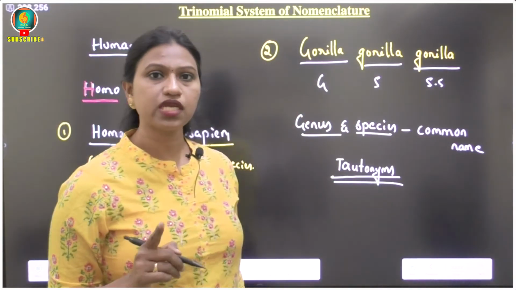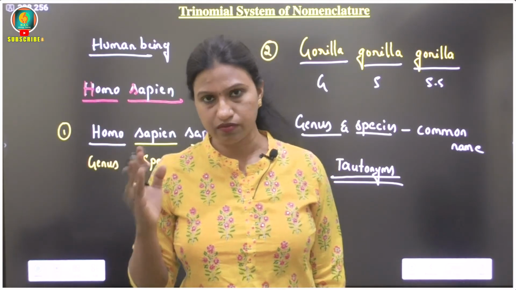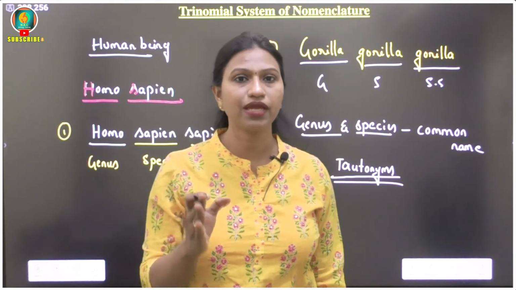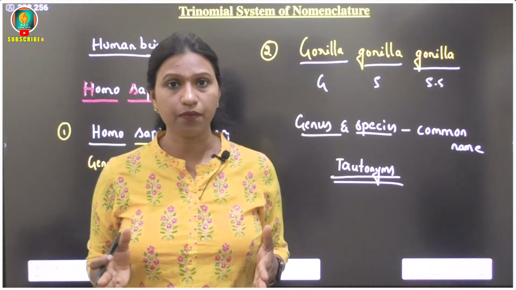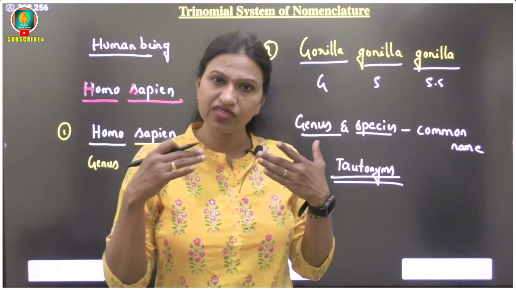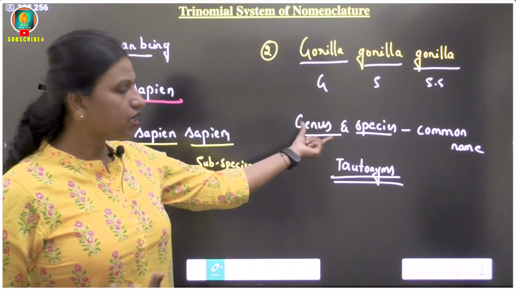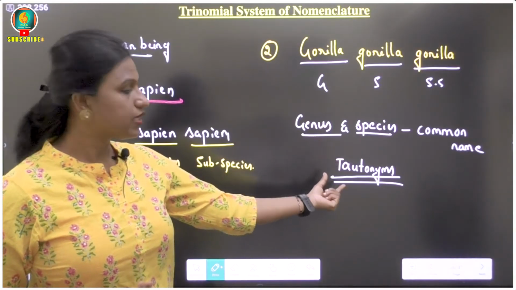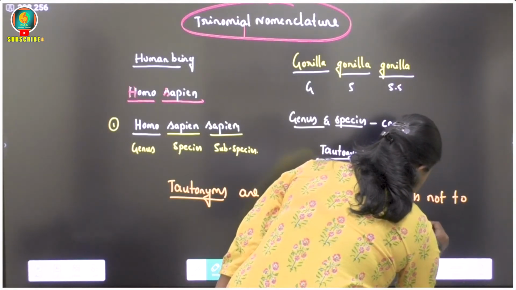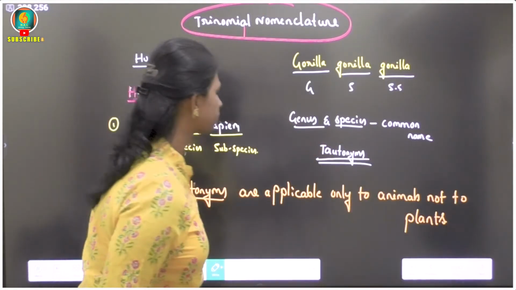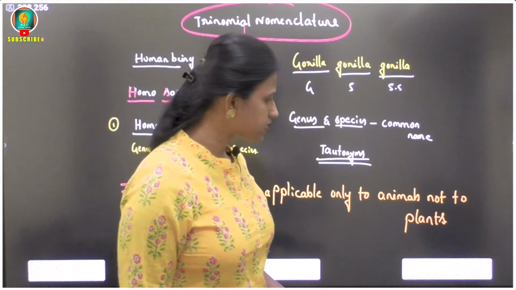Tautonyms are applicable only to animals, not to plants. If you take the trinomial or even binomial nomenclature system in plants, you won't see tautonyms. Genus and species will always be separate, pronounced separately, with separate names. But only in a few cases of animals can we see both genus and species are the same. So we call them tautonyms. Let me write that also: tautonyms are applicable only to animals, not to plants.